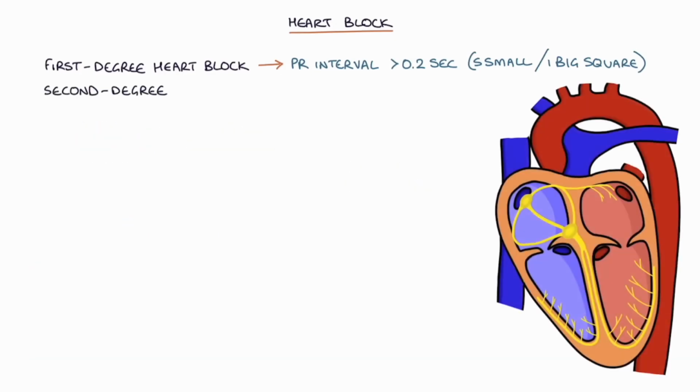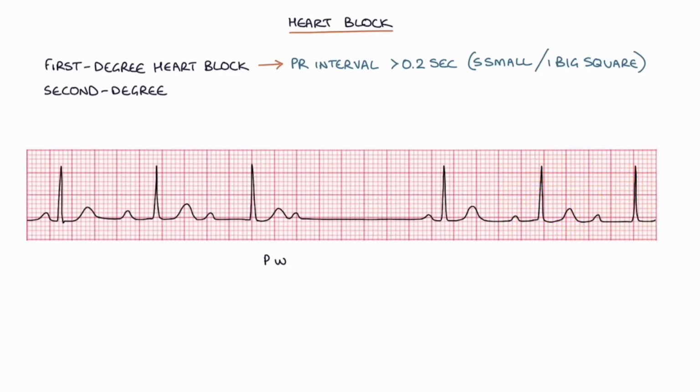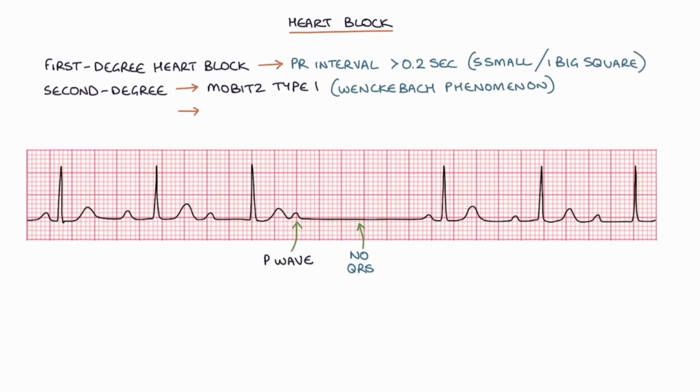Second-degree heart block is where some atrial impulses do not make it through the atrioventricular node to the ventricles. There are instances where P waves are not followed by QRS complexes. There are 2 types of second-degree heart block: Mobitz type 1, which is Wenckebach's phenomenon, and Mobitz type 2.